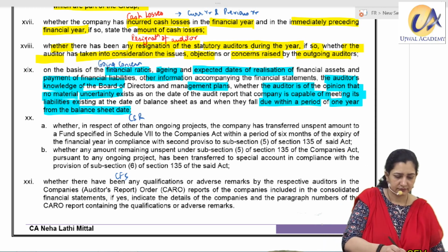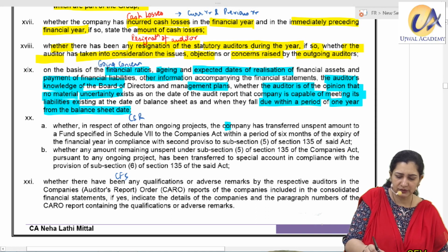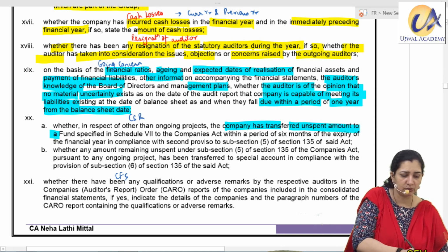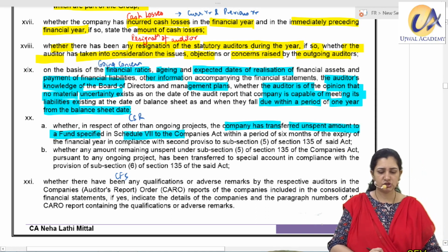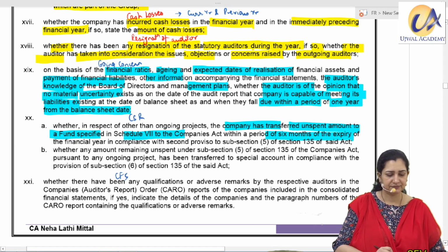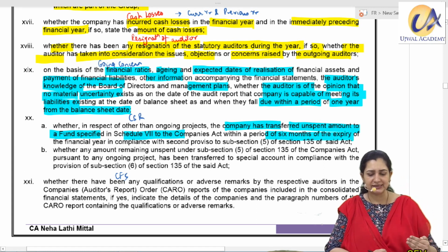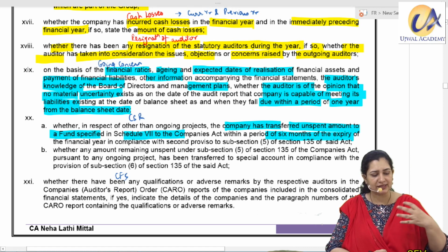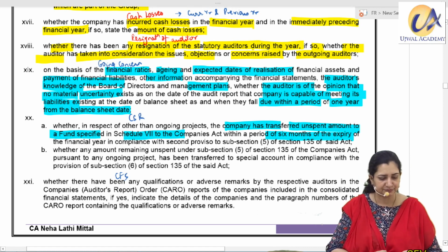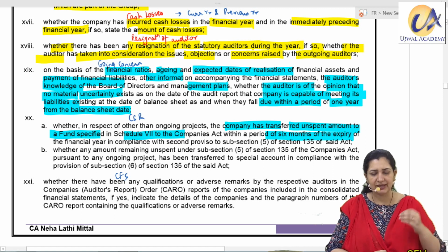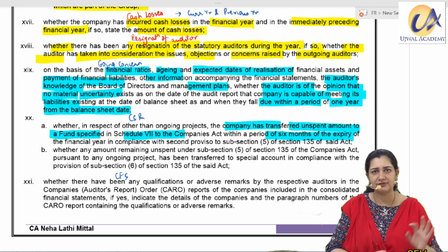So, if there's any amount which is to be transferred, the unspent amount is to be transferred within 6 months. If we have to spend on CSR, but if we are not able to spend, then we have to transfer it to a fund within 6 months. Whether they have transferred that amount which is required to be transferred within 6 months, if not, give the details.